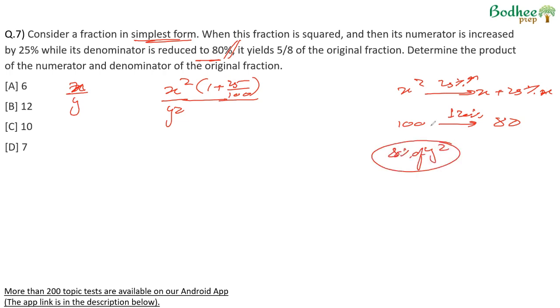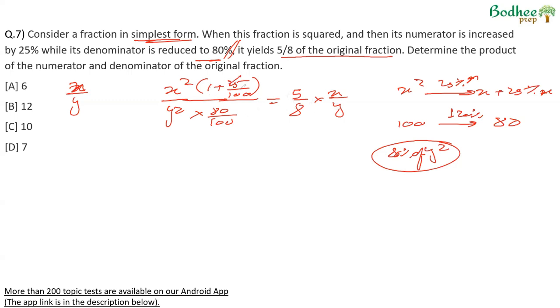80% of y square will reduce the value of y square to 80% of itself. So I'm multiplying this by 80 by 100. When this is squared, it increases the numerator and reduces the denominator. What does it yield? It yields 5 by 8 of the original fraction. So 5 by 8 into x by y's value is what we will get. Determine the product of the numerator and denominator of the original fraction is what we have to solve for.